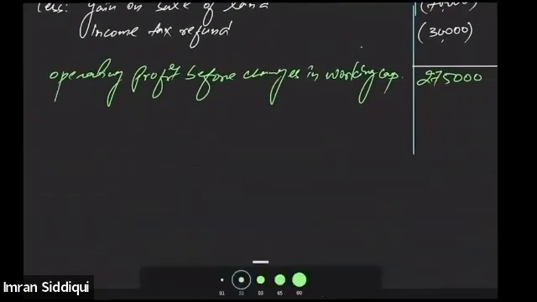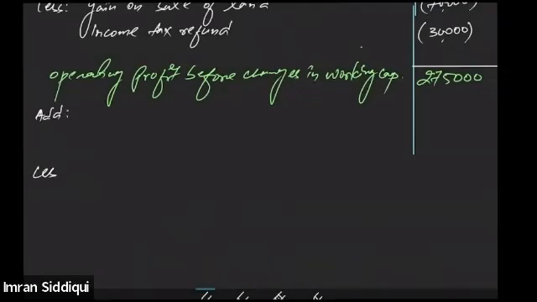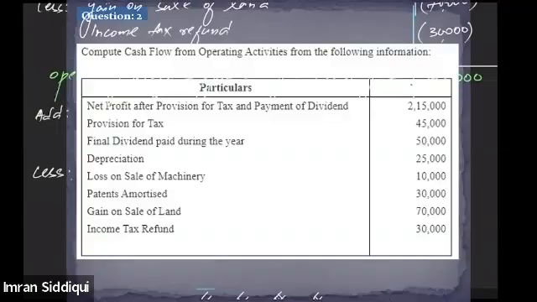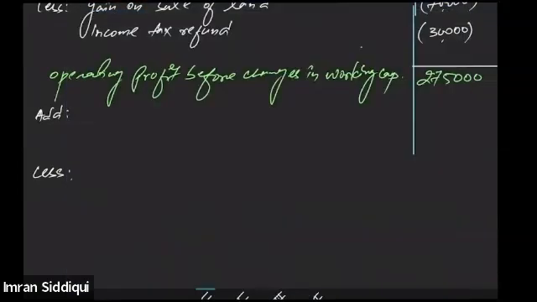After that, tell me what we need to do after this. Add decrease in current asset and increase in current liability, right? And subtract increase in current asset and decrease in current liability. So let's figure out whether there is any item given in relation to the asset or liability. And the answer is no. There is no item given in relation to the asset and liability, right? So we don't have to subtract or add anything.